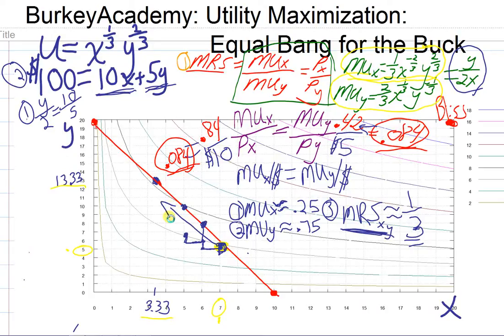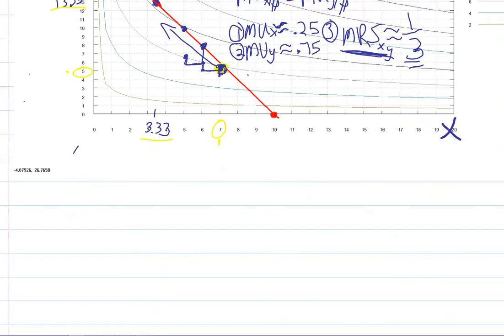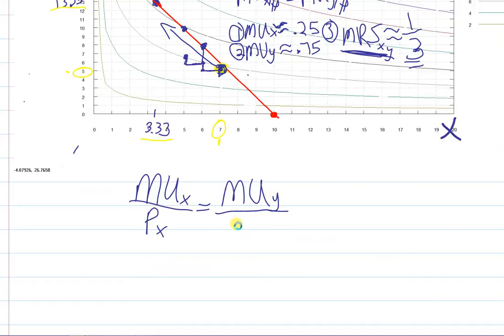So let me summarize and give you a couple of tips for when you're asked to do problems about this equal bang for the buck rule. If you're maximizing your utility, then the marginal utility of X per dollar, divided by the price, the word per means divide, so marginal utility per dollar has to be equal to the marginal utility of Y per dollar.